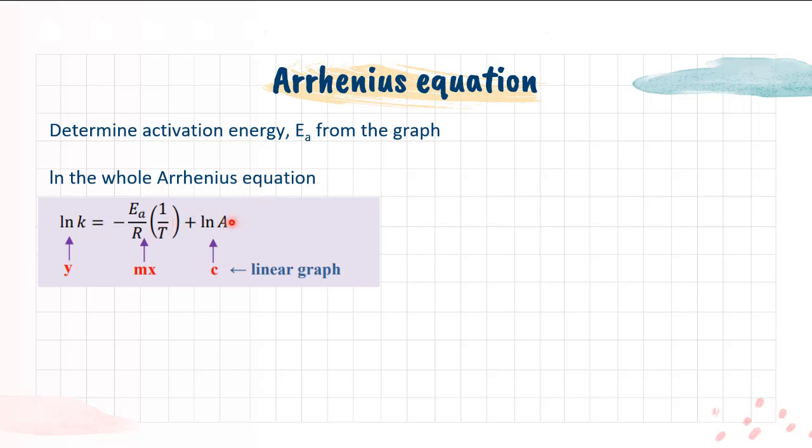We rearrange it a little bit so that you can get your y-axis and your gradient. The gradient m equals negative Ea over R, so we know that this is a negative slope. On the x-axis, we have 1 over T, and the intercept is ln A. Using this equation, we need to draw a graph of ln k against 1 over T, in unit per Kelvin.